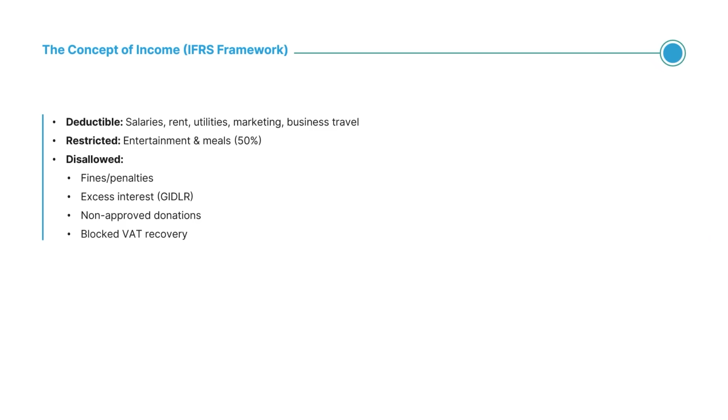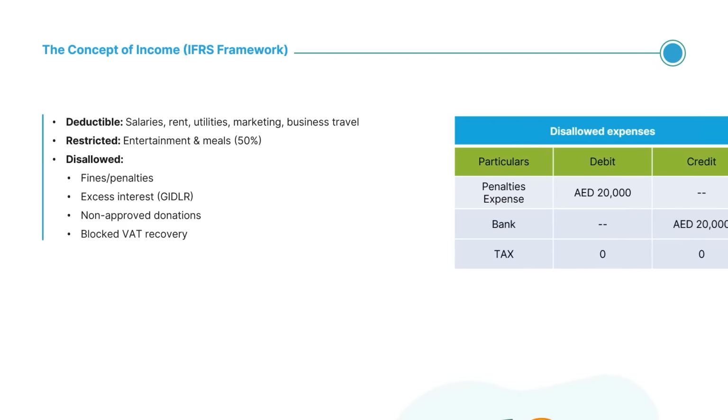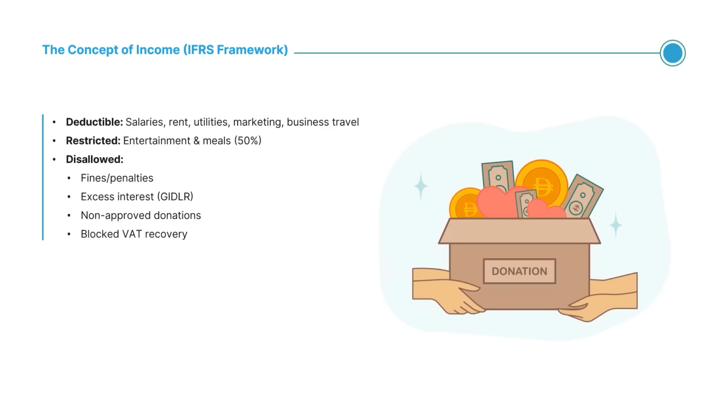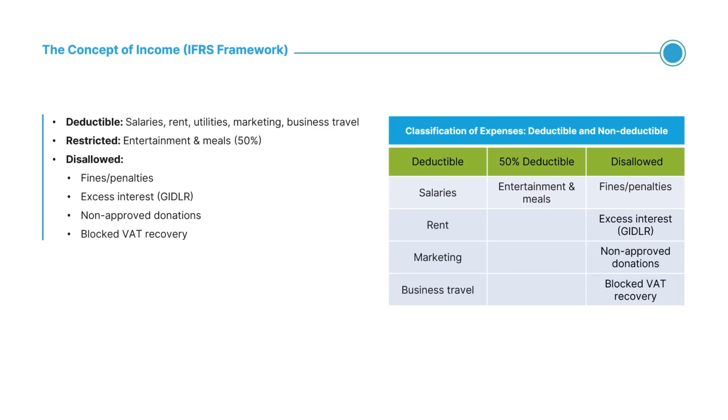Certain costs are entirely disallowed. For example, if a company pays an administrative penalty of 20,000 dirhams, the accounting entry is debit penalties expense, credit bank. However, this expense is not deductible for corporate tax, so it must be added back when calculating taxable income. Similarly, donations made to a local but non-registered charity would be recorded in the accounts but disallowed for tax. Understanding this distinction ensures accurate reconciliation between financial reporting and tax filings.